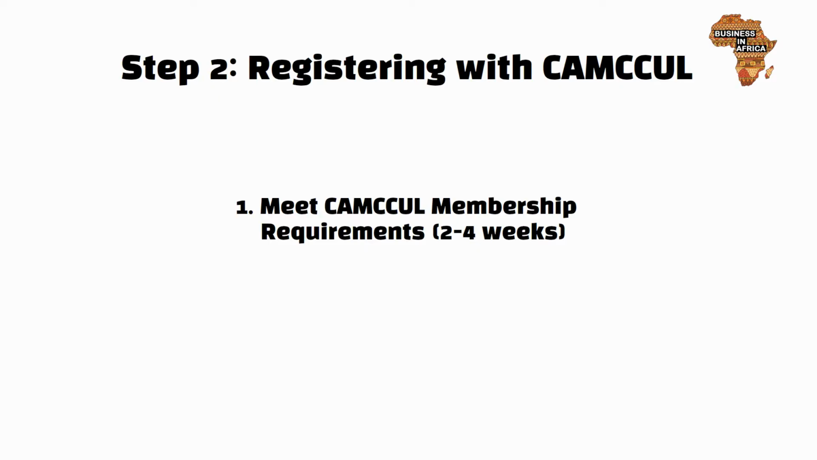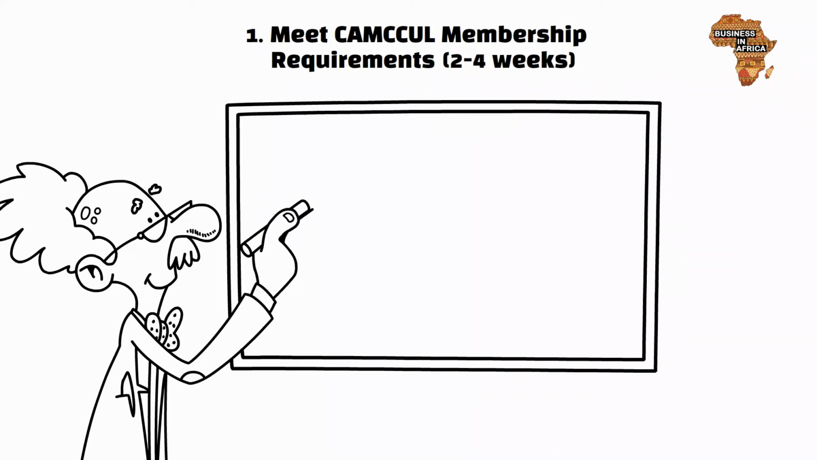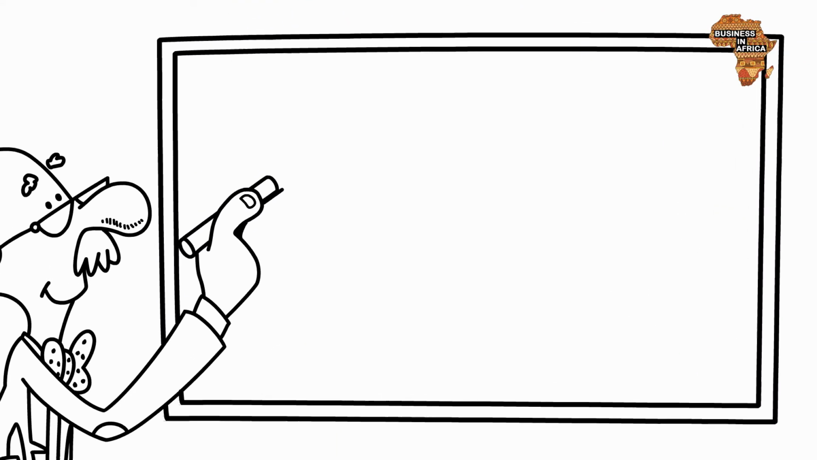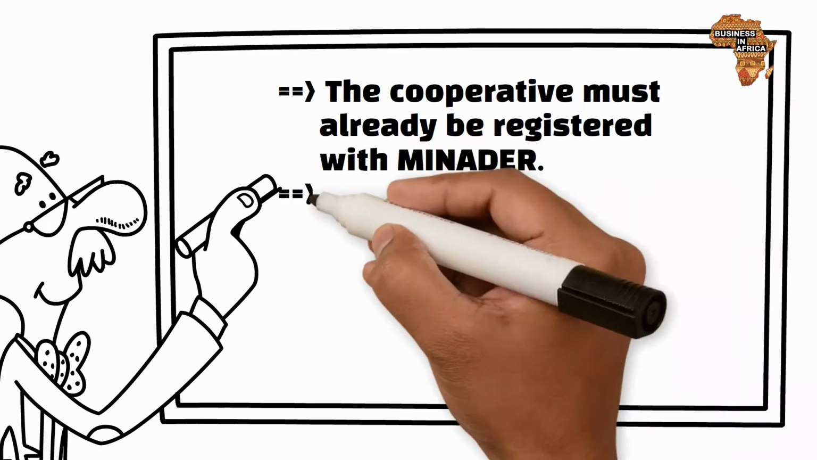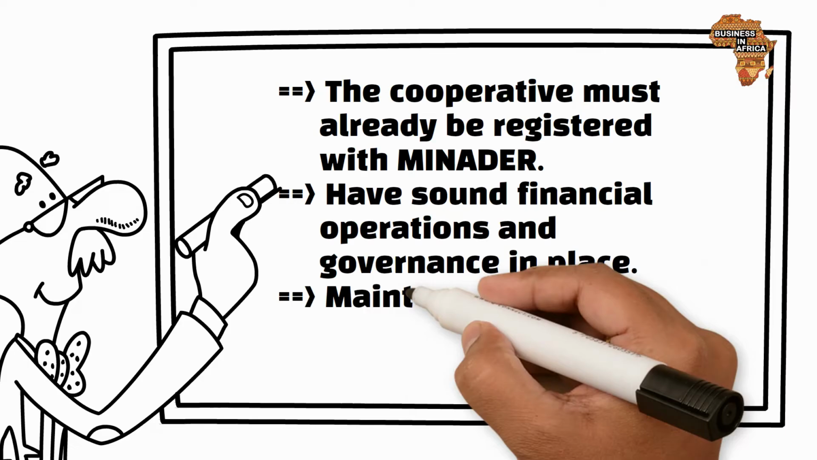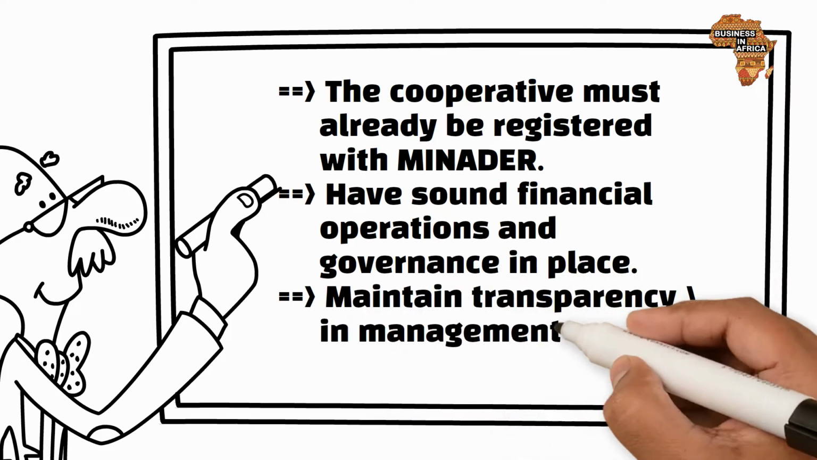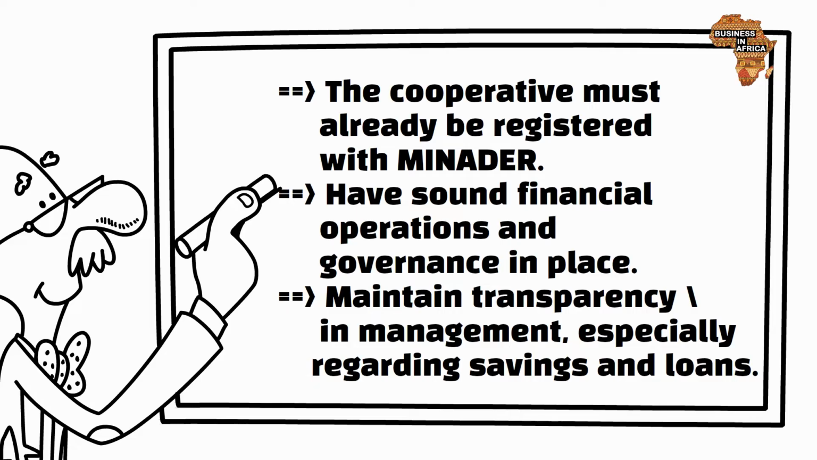Purpose: ensure your cooperative meets CAMCCUL's standards before applying. Requirements: the cooperative must already be registered with MINADER, have sound financial operations and governance in place, and maintain transparency in management, especially regarding savings and loans.